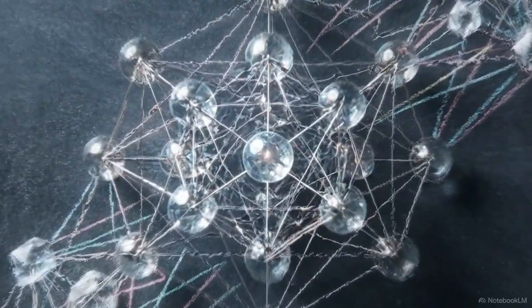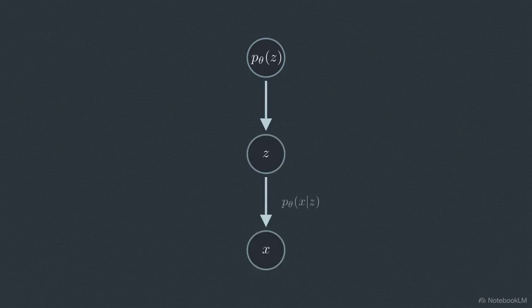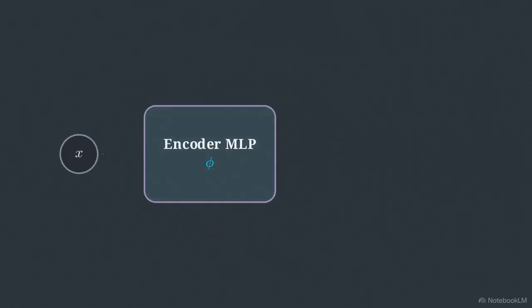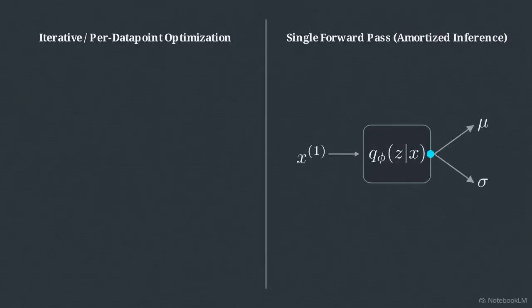Instead of calculating the exact posterior for every single data point, we can train a neural network to approximate it. In our graphical model, we add a dashed arrow curving backwards from the data node to the latent node. This is the recognition model, or probabilistic encoder, denoted as Q phi of Z given X. This encoder does not output a single deterministic latent factor. Instead, the encoder network takes the data input and outputs the parameters of a diagonal Gaussian distribution, specifically the mean, mu, and the standard deviation, sigma.